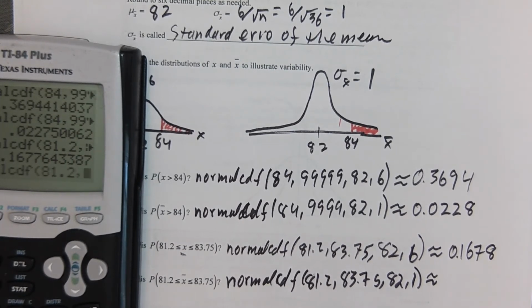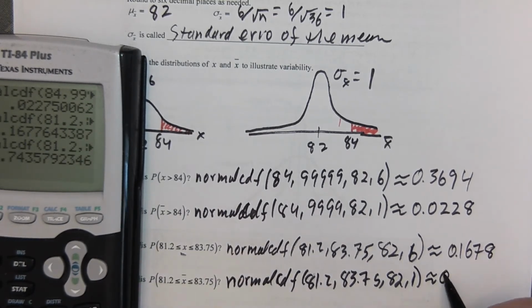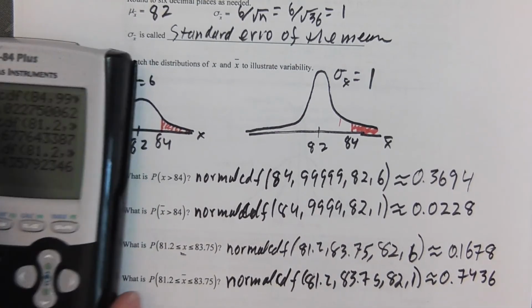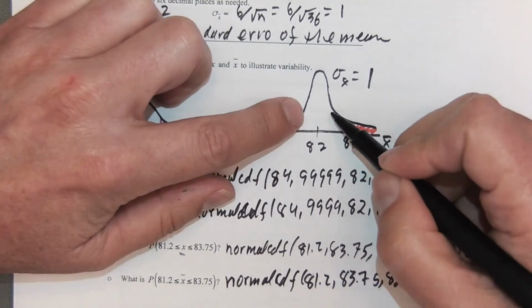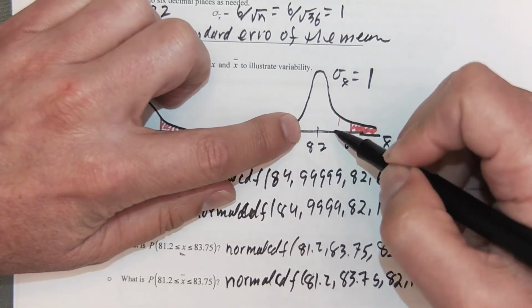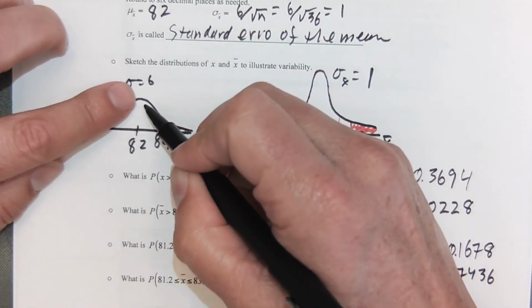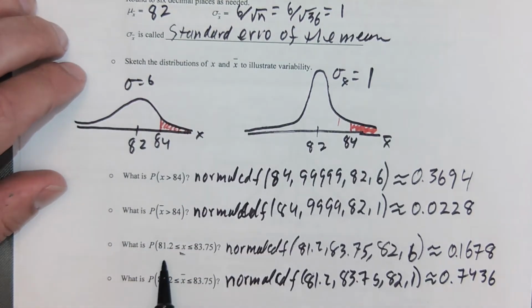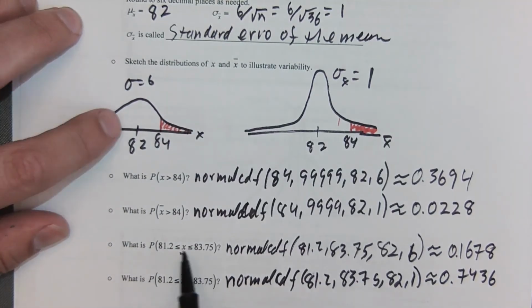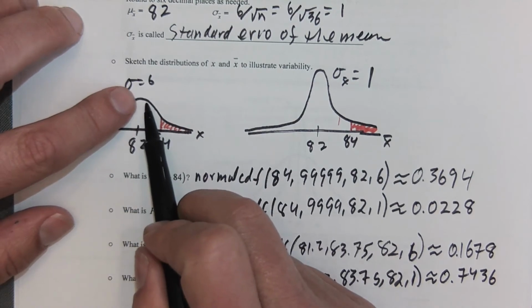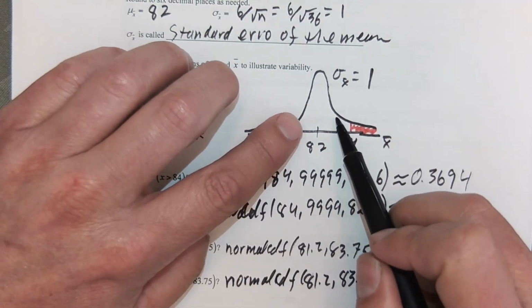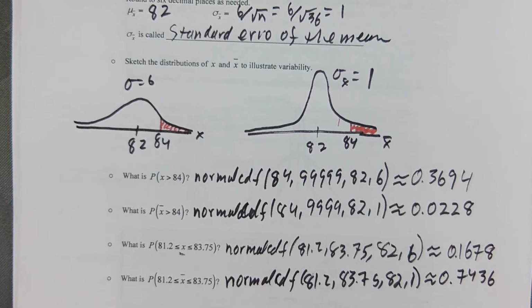81.2, 83.7, 82, and then now our standard deviation is 1. And you can see that is huge compared to the other. Once again, that makes sense. If I'm cutting it off here, all that area, there's a lot more there than if I'm cutting it off on this tiny little sliver here. Because you can see 81.2 and 83.75 is very close to 82. So it's going to be a very little area there, whereas that's going to be a lot of area there, the vast majority of it.